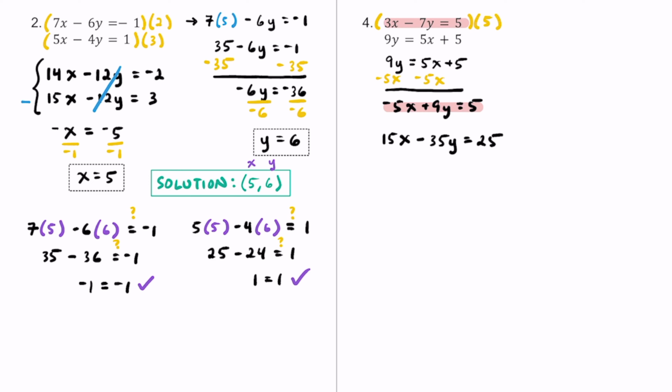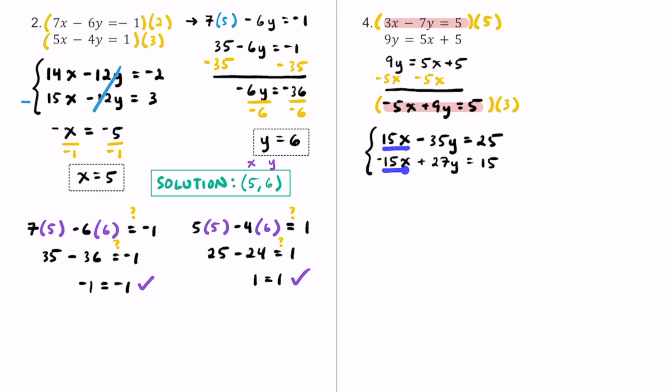For the bottom equation, let's make this have a coefficient of 15 or -15. So let's multiply this whole bottom equation by 3. If we do so, -5x times 3 is going to be -15x, and then 9y times 3, that's going to be +27y, and then 5 times 3 is equal to 15. Okay, so let's solve this system here.